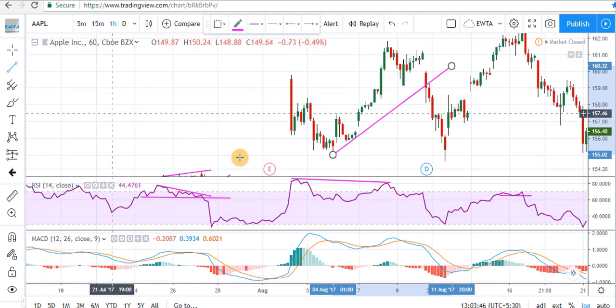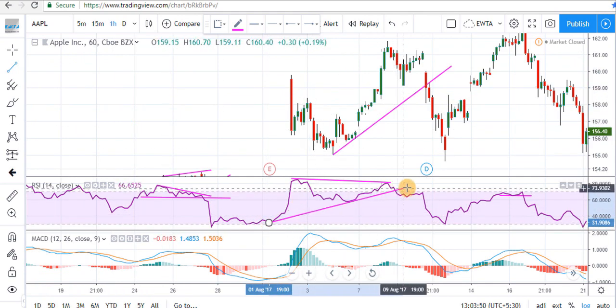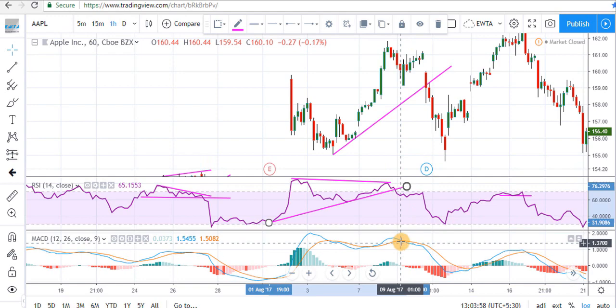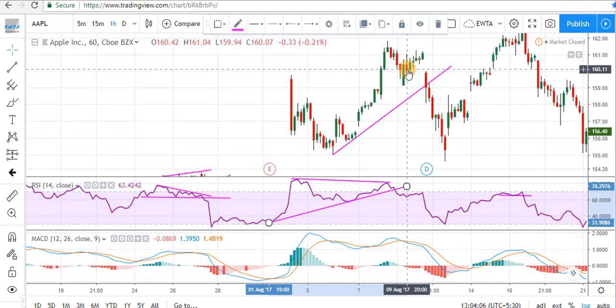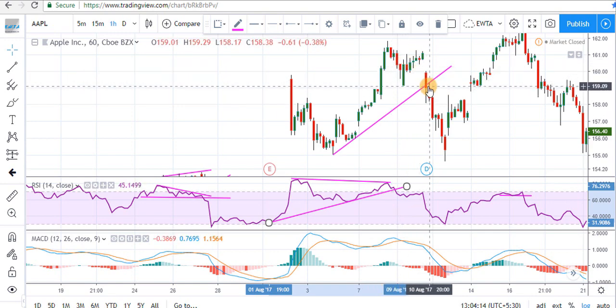We will draw a trend line for RSI also. This is the trend line for RSI. So at this point we are getting a signal and MACD is giving a short sell signal at this point. So at this level we are getting a short sell signal, but we will wait for the breakdown of prices and we will make our short sell position at the open of this candle.